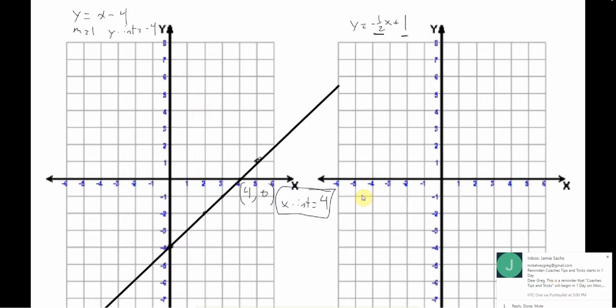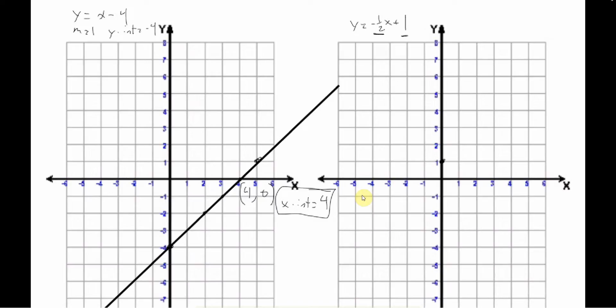So let's go to where our line crosses the y-axis at 0, 1. We'll draw a dot, and then we'll use our slope to draw our dots after that. Now, since the slope is -1/2, that means it's going to go down, and our rise is 1, and our run is 2. So I like to go over 2, down 1, over 2, down 1, over 2, down 1.